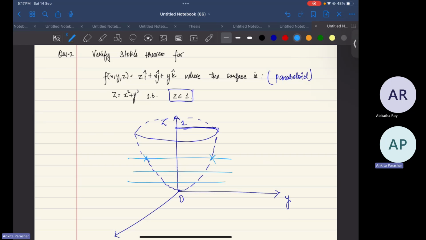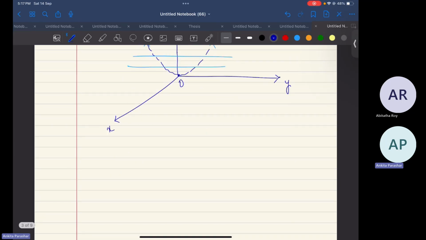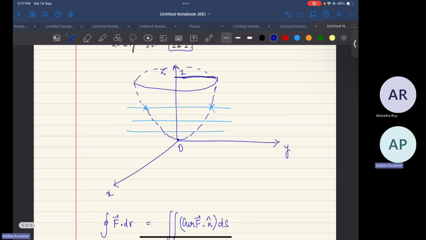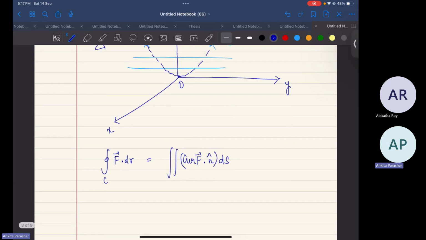Okay, so we want to verify the Stokes theorem for this. So we have to remember what the Stokes theorem is, then only we can verify it. The Stokes theorem is about the integral of f dot dr over c, same as the integral of curl f dot n ds, and this is over the region. Let me write the region to be sigma.